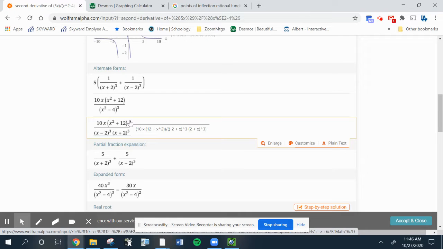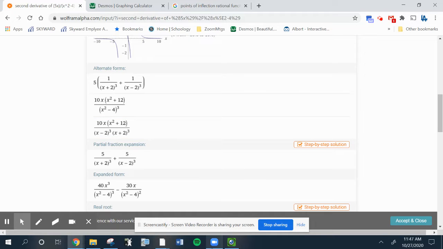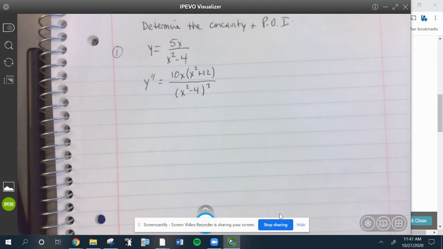So my second derivative, I'm writing this down as I say it, is 10x times the quantity x squared plus 12 over the quantity x squared minus 4 to the third. So I went ahead and wrote that down. Here it is. And now I'm ready to do all of my work.